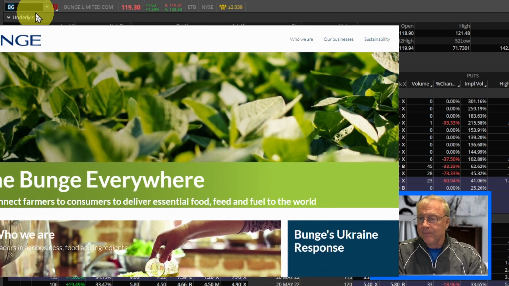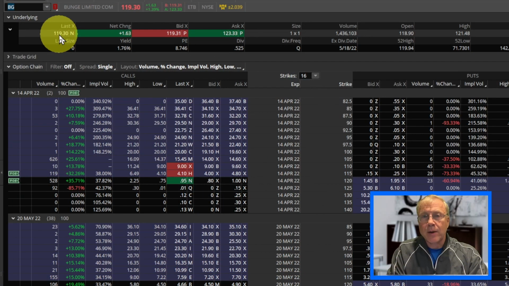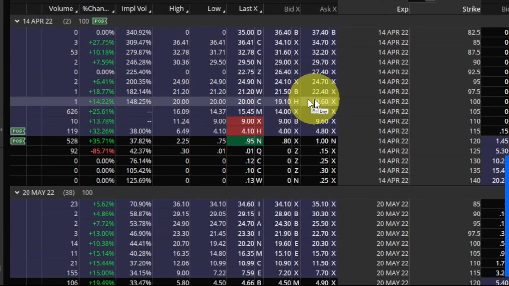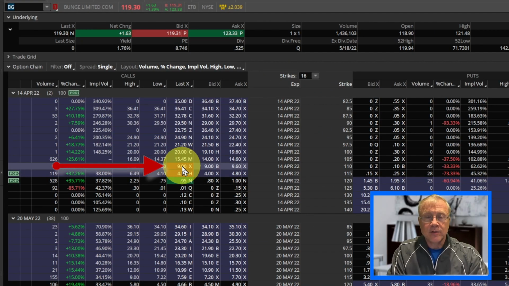So let's look at what I did today. We're looking at BG. This stock has rallied from 110 up to about 119. And I had a 110 call in there. I bought it for $300 or $3. It was trading at 9. Now, this option expires in a couple days.